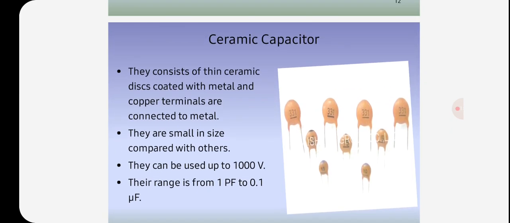Ceramic capacitors. They consist of thin ceramic discs coated with metal, and copper terminals are connected to the metal. They are small in size compared with others. They can be used up to 1000 volts. Their range is from 1 picofarad to 0.1 microfarad.